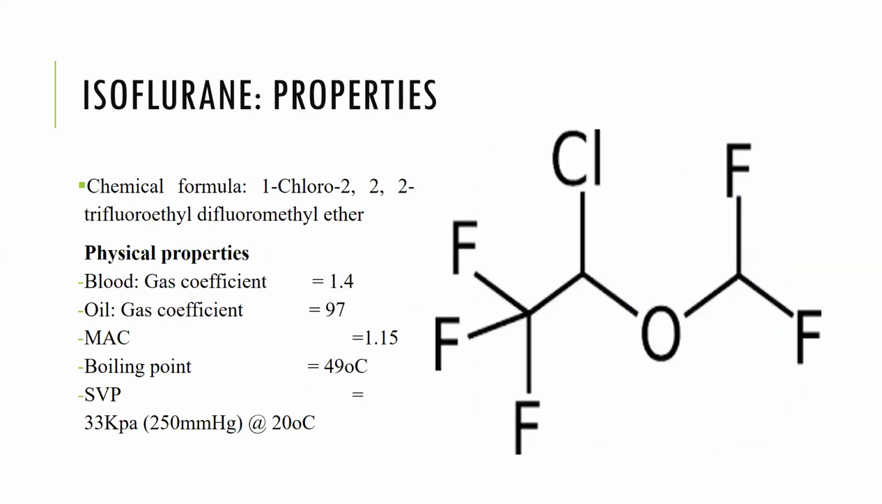Okay, this is the chemical formula: 1-chloro-2,2,2-trifluoroethyl difluoromethyl ether. All right, blood gas coefficient is 1.4. Oil gas coefficient is 97. MAC is higher than that of halothane, 1.15%. All right, and boiling point is 49, and has similar saturated vapor pressure with halothane, 250 millimeters of mercury.